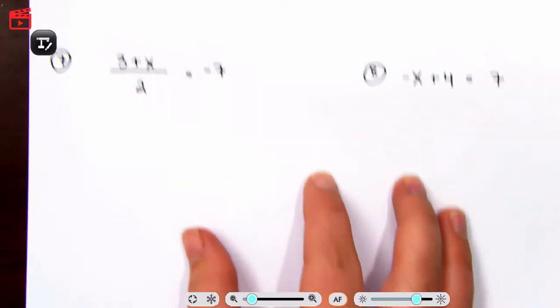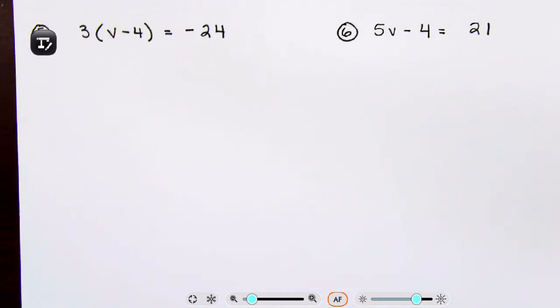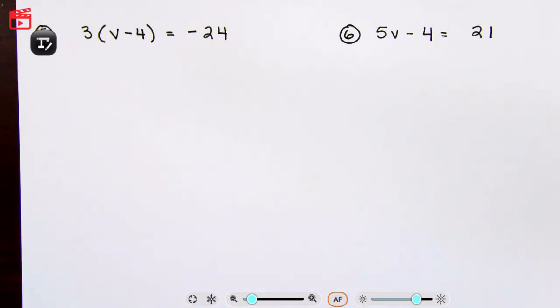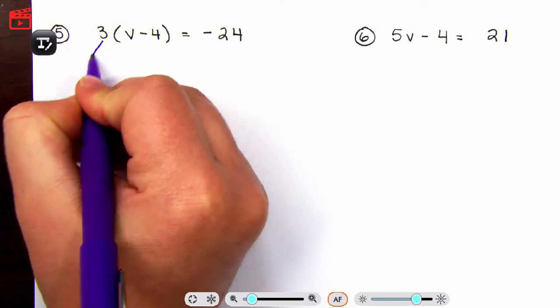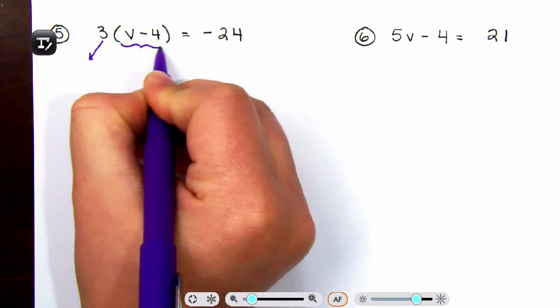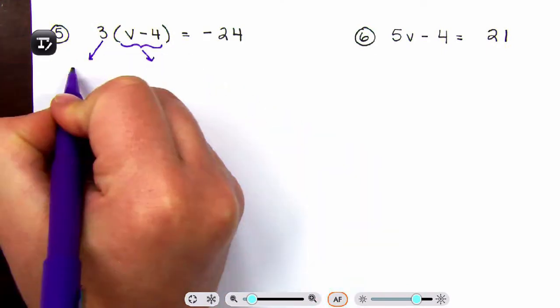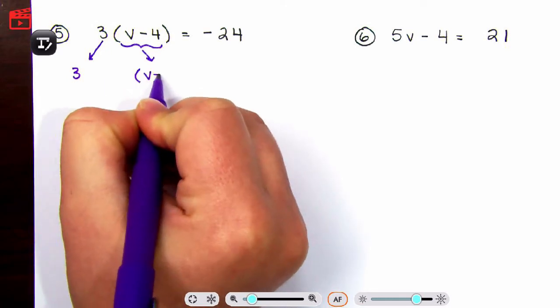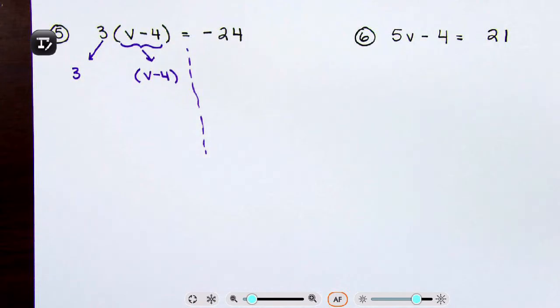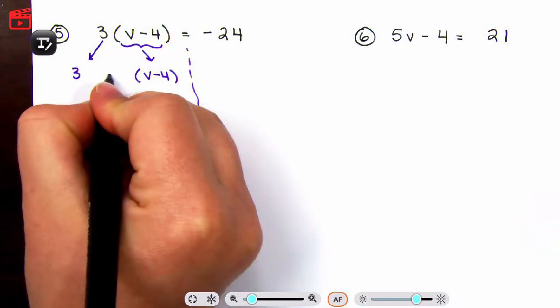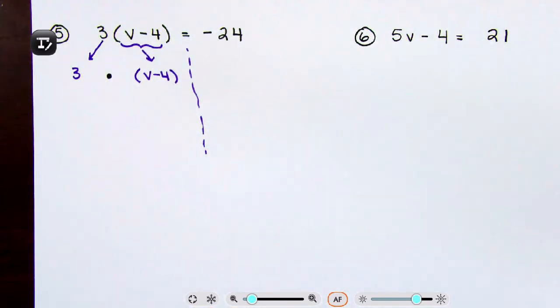Let's do some more. Now let's do two-step equations. Now these are going to take a few more steps, just one more step, to get to the answer. For example, number 5, when you see something like this, you have a number and you have a bubble. Now when you have a number and a bubble next to each other, it's kind of like when you have a number and a letter next to each other, there is a secret multiplication next to it.